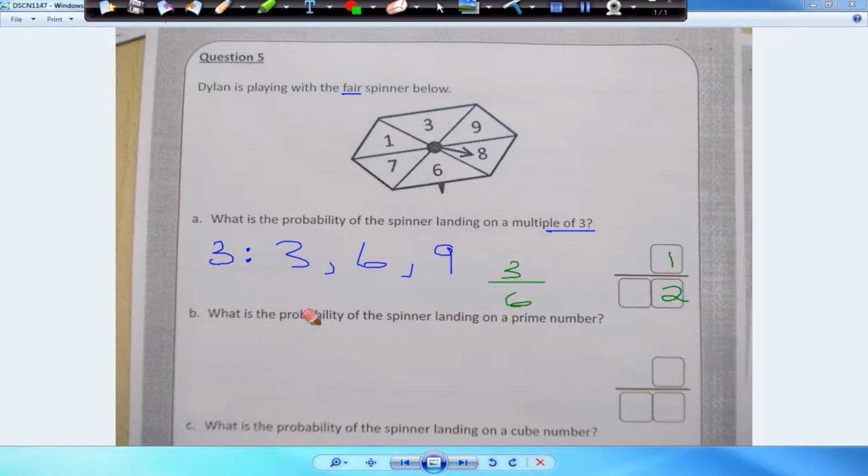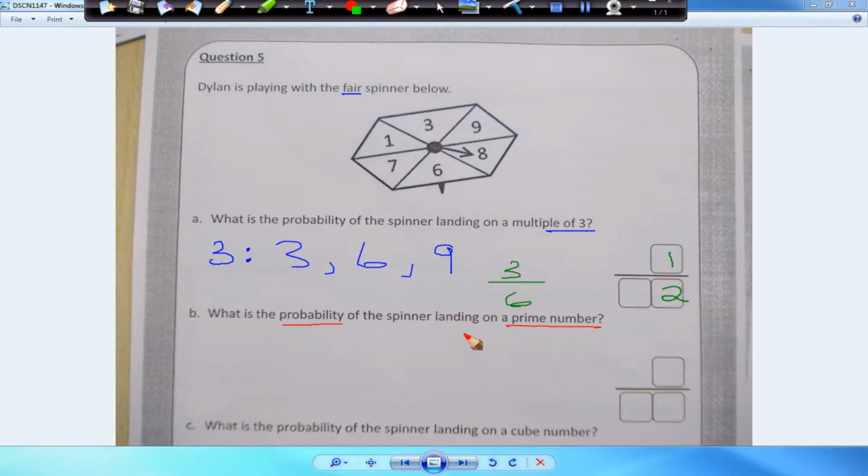Okay. What's the probability of the spinner landing on a prime number? Right, let's have one of the girls, Muniba. What does this word mean? We've got probability as a keyword, and we've got prime number. So prime numbers are what numbers?